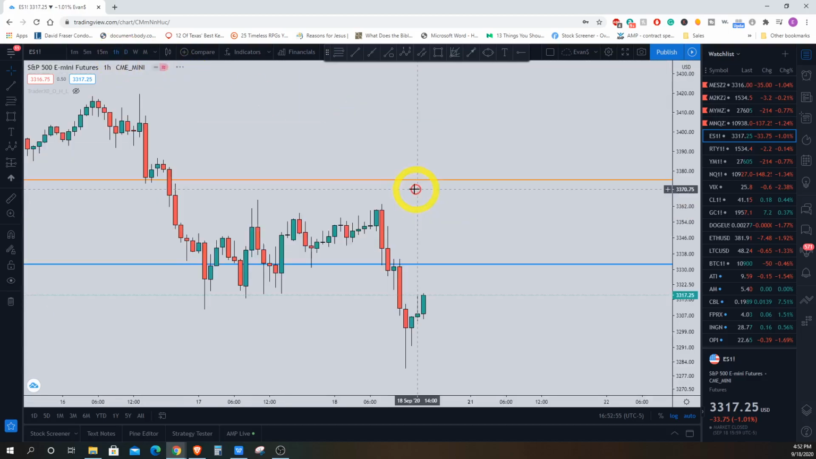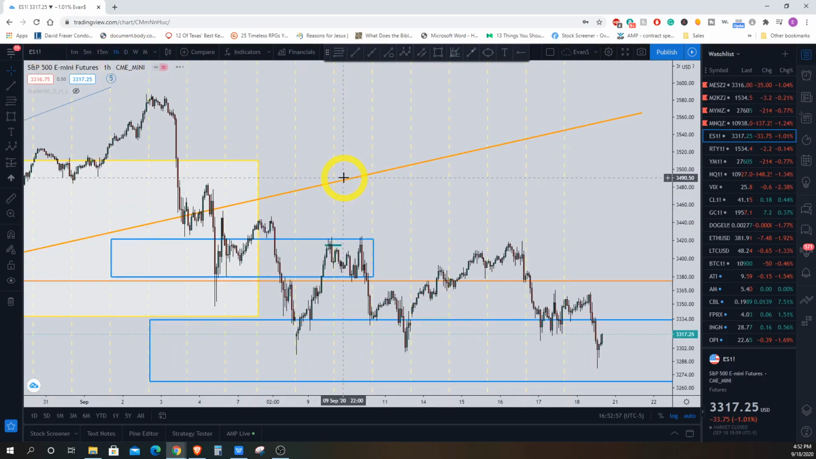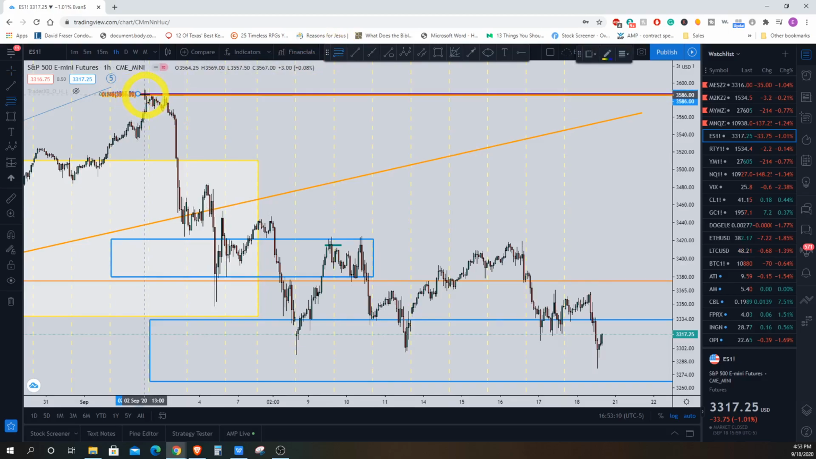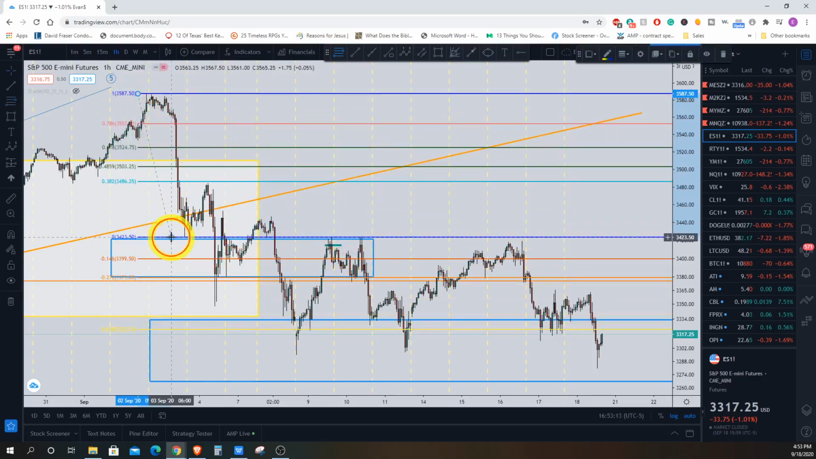But I do think in the near term, starting here for next week, we go a little bit lower. Let me show you why. Starting with this high up here, coming down, you can see it didn't hit the 38, so it's not valid right there.